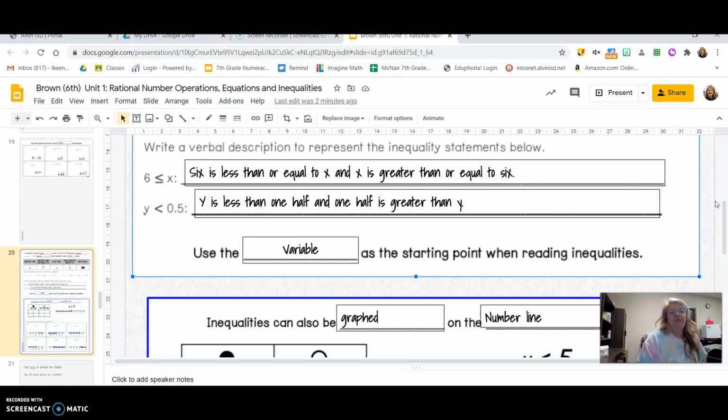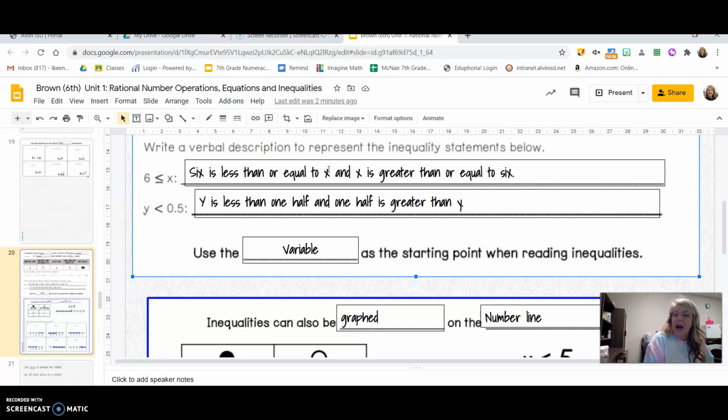Now, sometimes they'll ask for us to write a verbal description to represent an inequality. So I would read the very first one as 6 is less than or equal to x. But if that's true, then a lot of times people will tell you to make sure that your variable is on the left side of your inequality. And if you wanted to write it that way, it would be x is greater than or equal to 6. So it's the inverse. We've talked about inverse operations. So 6 is less than or equal to x, and x is greater than or equal to 6. Okay, let's look at the next one.